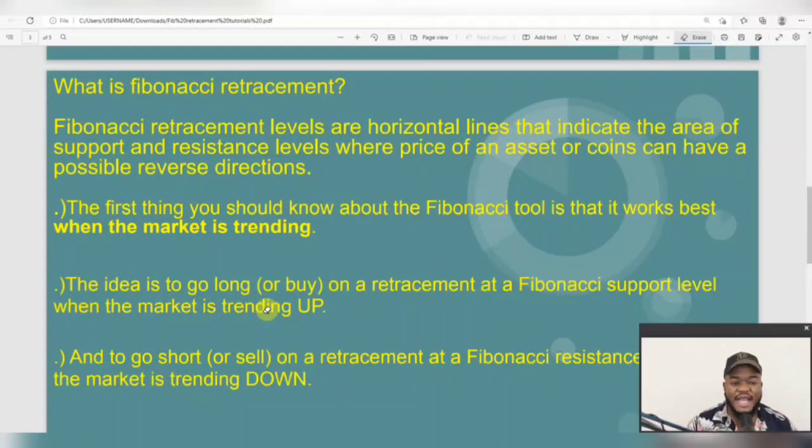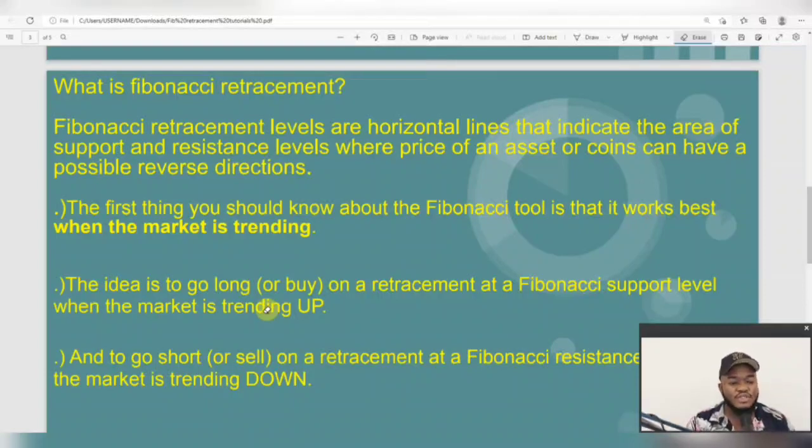Second point, the idea is to go long on a retracement at a Fibonacci support level when the market is trending up. You understand? Now, what do we mean here? As I told you earlier, the idea is to go long when a market is retracing, so that when the continuation of that trend happens, you will be inside the trend, rolling in profits. So this is exactly what we use Fibonacci for long.